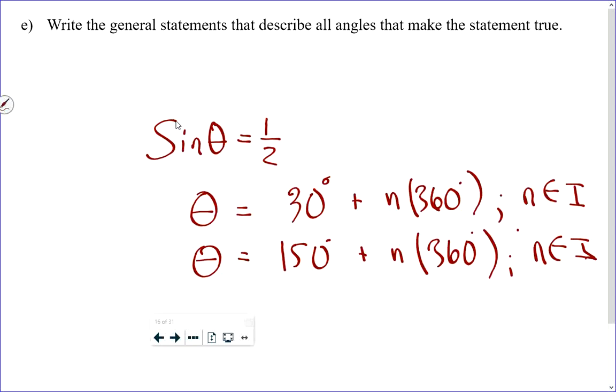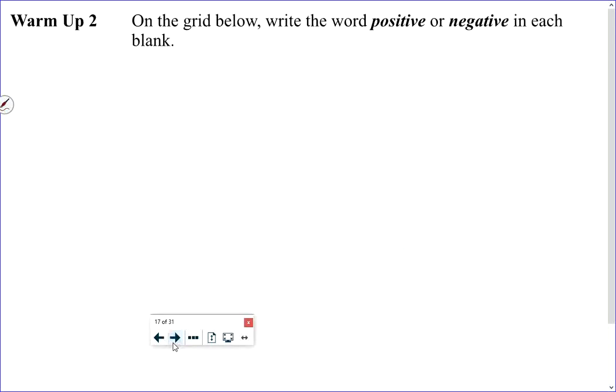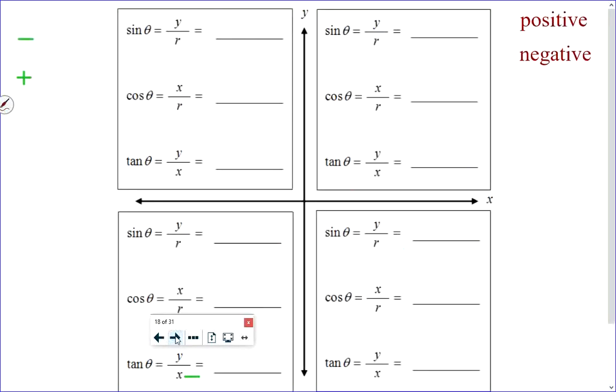I feel as though the second warm-up is something I just want to remove from my lessons, because this is something that you should know. So I'm not going to spend a lot of time with this. The question is this. In quadrant 1, is sine of theta positive or negative? Is cos of theta positive or negative? Is tan of theta positive or negative?